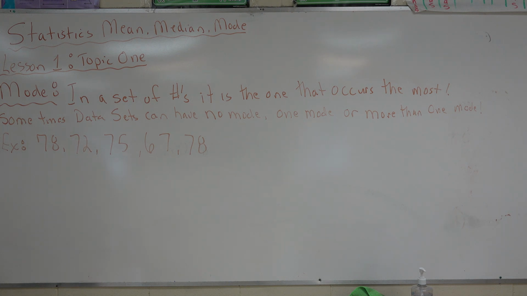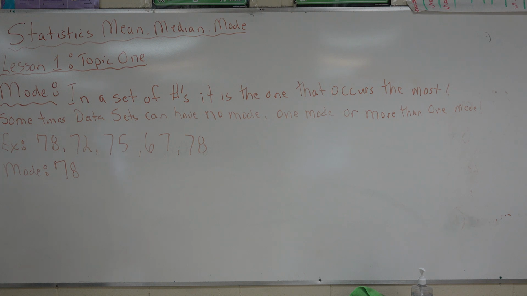In this example, we have 78, 72, 75, 67, 78. The mode is what number or numbers in your data set do you see that repeat themselves? Now you can have more than one mode. In this case, the number that repeats itself is 78.